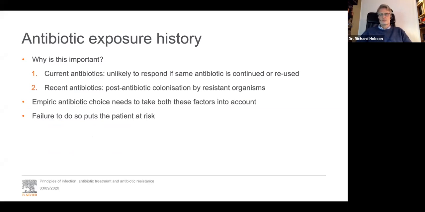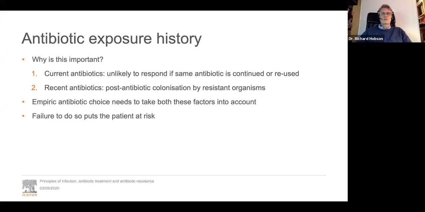The next aspect of the history, which is very important and often missed, is the antibiotic exposure history. So why is this important? It's important in my mind for two reasons. First of all, if a patient has an infection and they're already on antibiotics, in other words, they've failed therapy, then they're unlikely to respond if the same antibiotic is continued or reused.